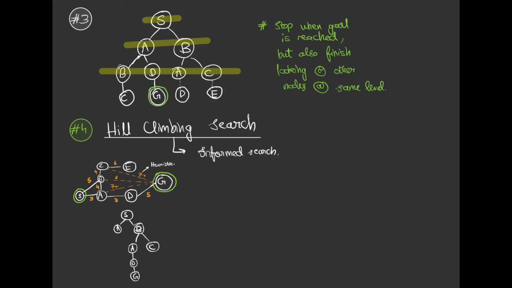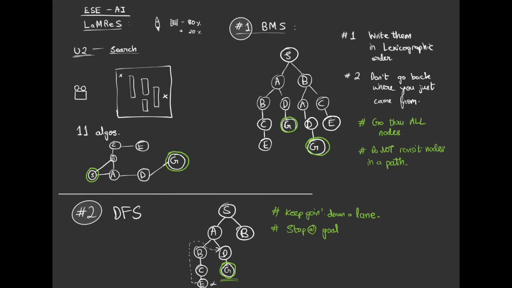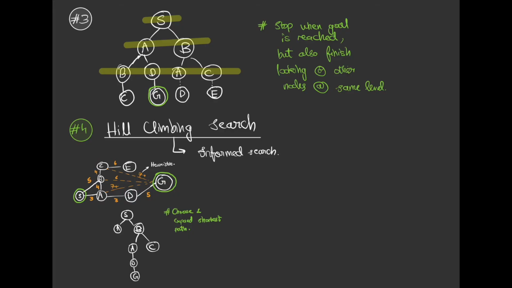So here what we do, we choose and expand the shortest path, right? And wait, did I mention that we backtrack here? Yeah, we backtrack when needed. This is backtrack, right? Cool. There we go. So you choose and expand the shortest path here, right?